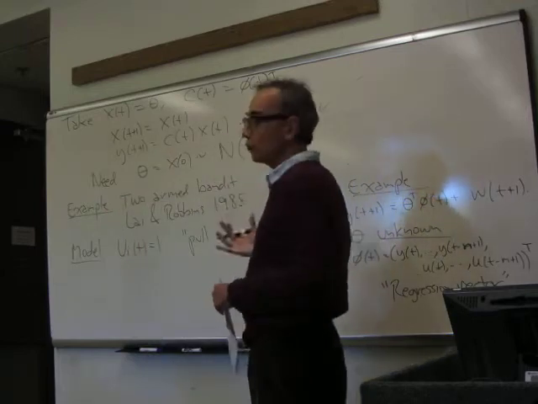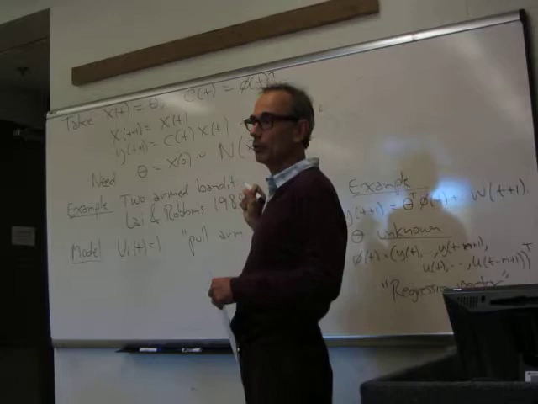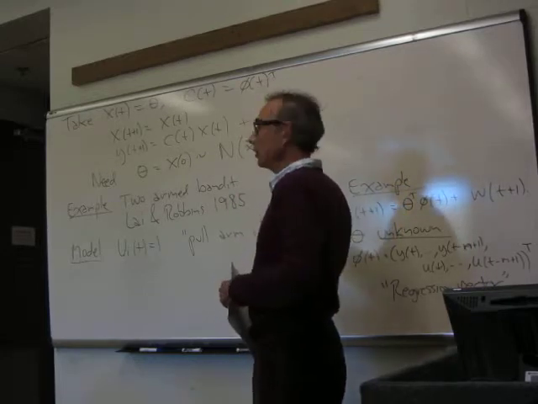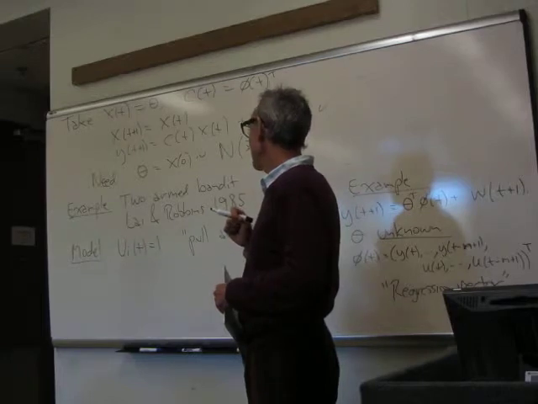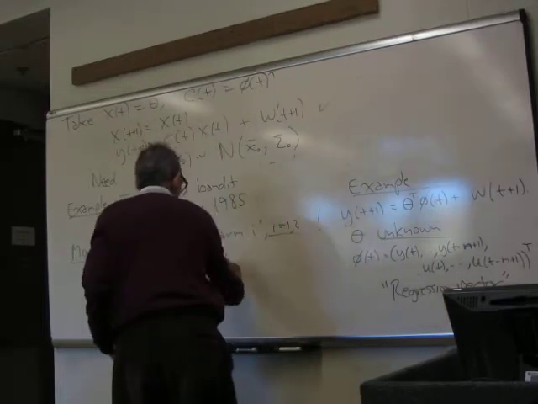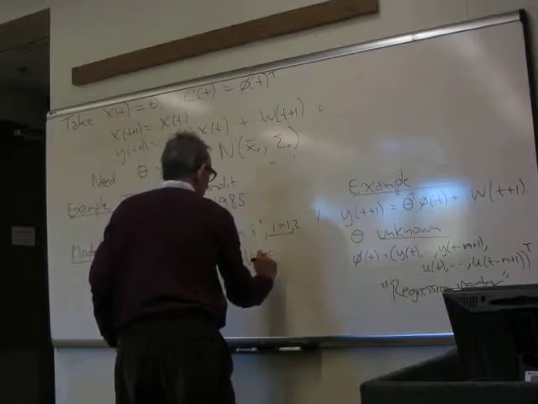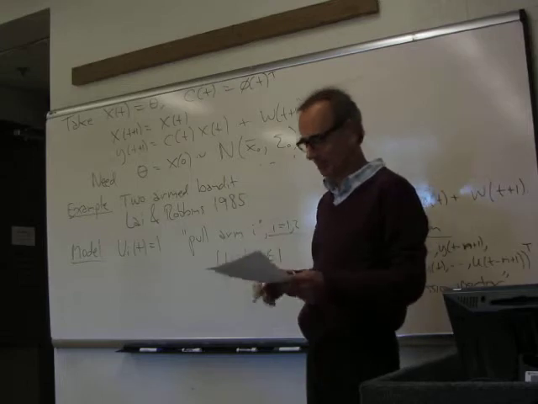Okay, so I'm going to have a control input, which is u, and u_i equals 1 means I'm going to pull arm number i. i can be 1 or 2, two possible arms. And I can't pull two arms at once, and they're integers, no partial pulling.